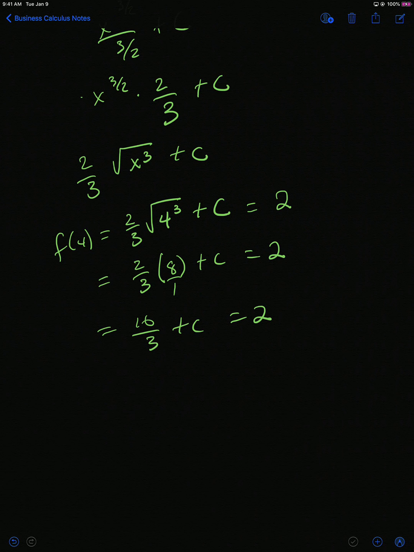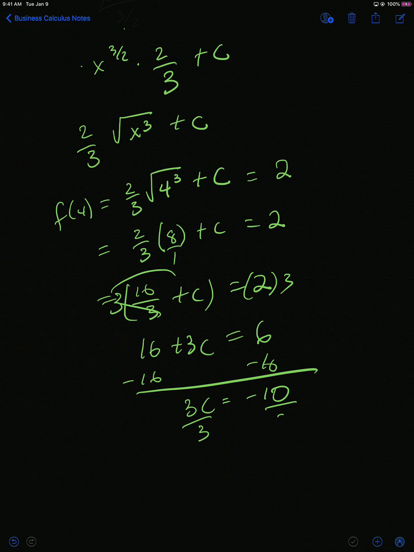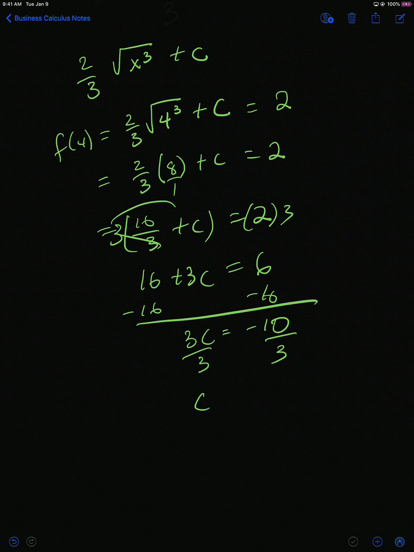I have a fraction, and so I multiply by 3 to get rid of the denominator. So these cancel, 16 plus 3c, distribute just 3. Distribute 3 across is equal to 6. Subtract 16. 3c is equal to negative 10. Divide by 3. C is equal to negative 10 over 3.